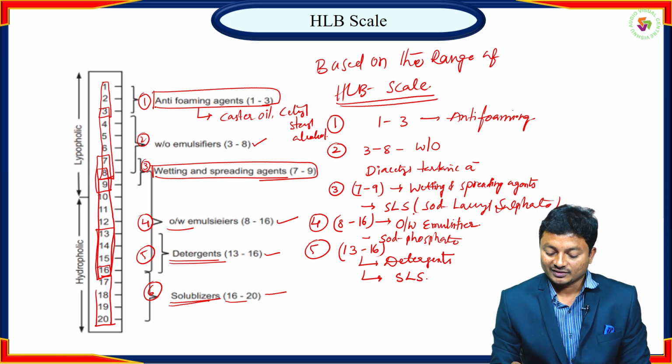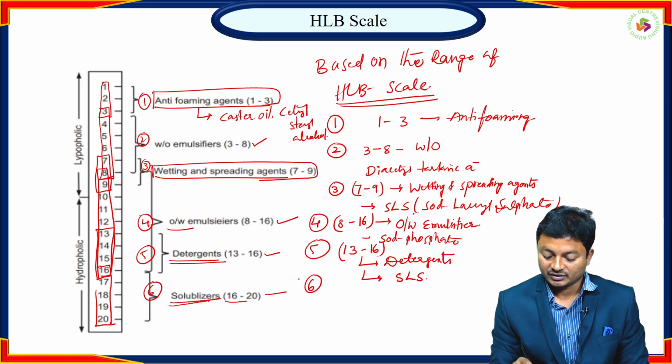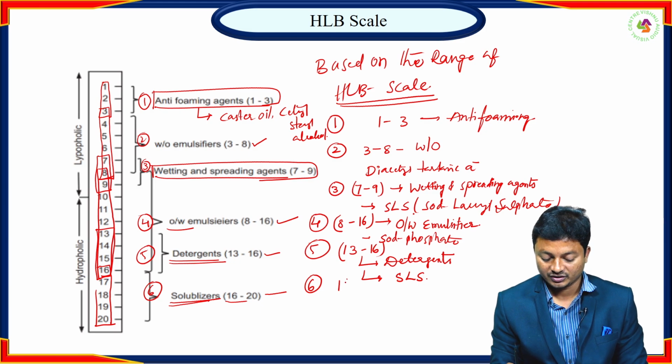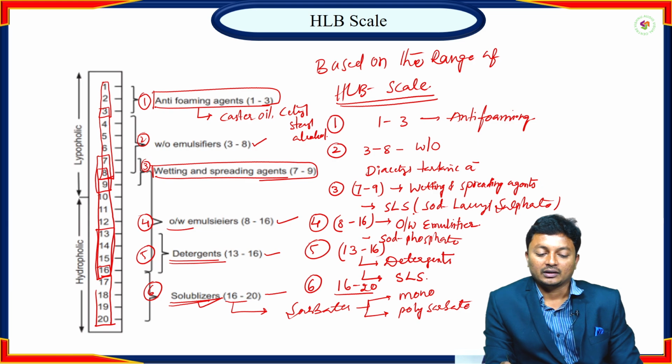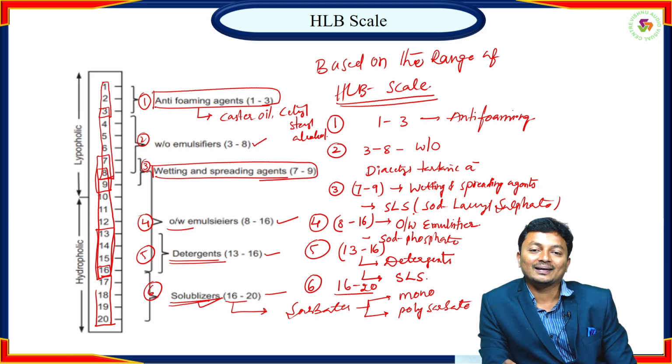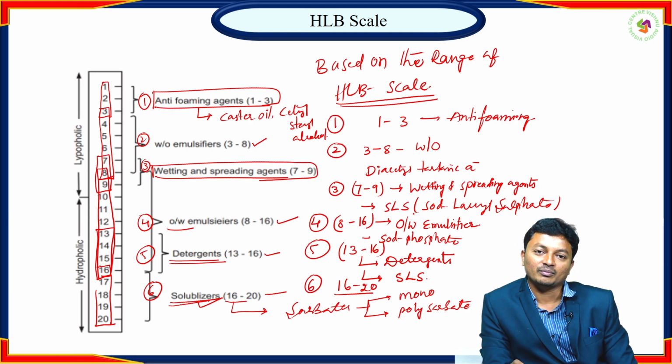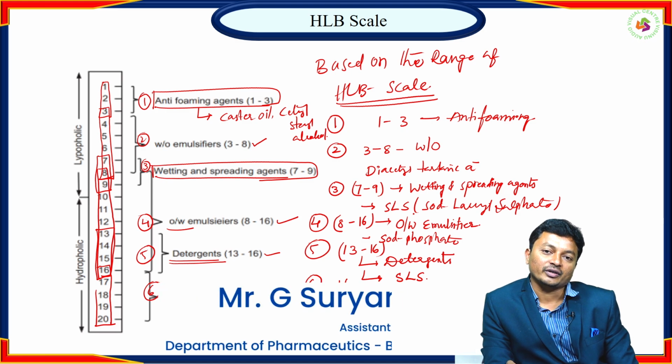And the last class of this range is 16 to 20. That is solubilizing agents or solubilizer. The examples of the solubilizer are sorbates, monosorbate class, and polysorbate. This is about the different types of surfactant which can be determined by the range of the HLB scale.